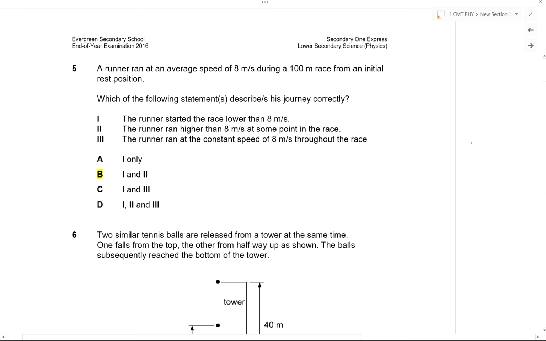Okay, he ran at an average speed of 8 meters per second. Does that mean that he is always constantly at 8 meters per second? At the start, what do you think his speed was? Very good, because everybody starts from rest, right? Before the signal is given for them to start running, they're all stationary. Otherwise, if they start moving, they'll be cheating already.